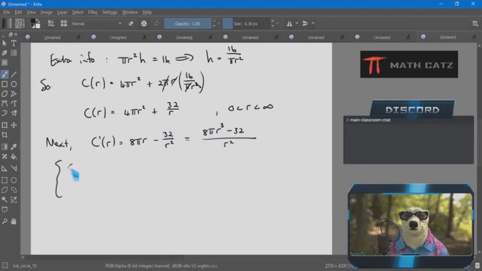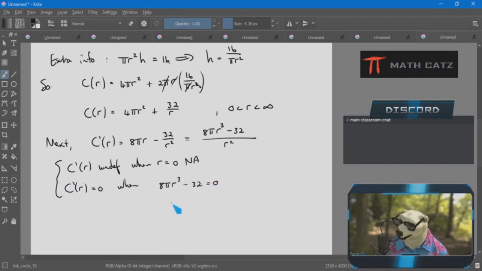So I have two checks that I need to mention. The derivative can be undefined when r is equal to 0, but that's not applicable for me. I can't actually get a 0. So the only thing I'm really interested in is when this is equal to 0, and that's going to be when the numerator equals 0. So I solve for r.